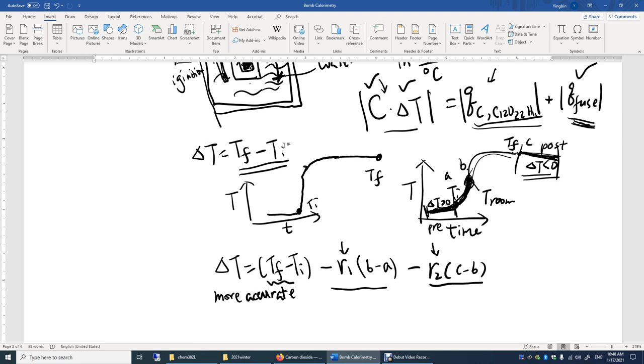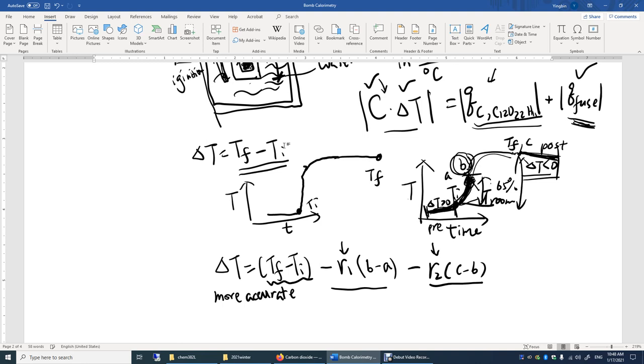All right, so if you just use this, T final minus T initial, you'll get a reasonably accurate delta T. But if you use this formula, you'll get a more accurate delta T. And if you look up the manual for the calorimeter, they usually will tell you how to find this time B, okay? If you get a Parr calorimeter from the Parr company, P-A-R-R, I think the time B is when the temperature increase reaches about 65% of the total increase.